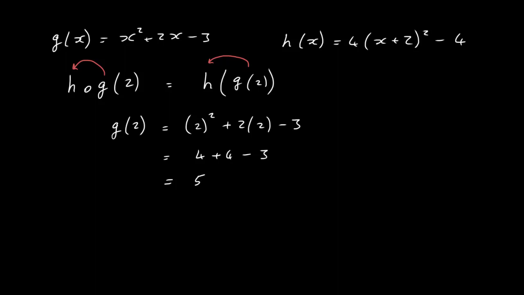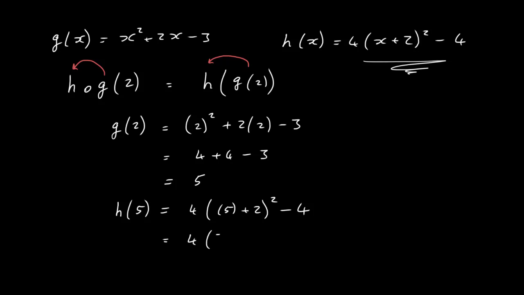Now that input, we've got to put into h. So we've got to put 5 into h. If we put 5 into h, that'll give us 4 times 5 plus 2 squared minus 4. That's this function up here. So let's run through that. We get 4 times 5 plus 2, 7 squared, minus 4.